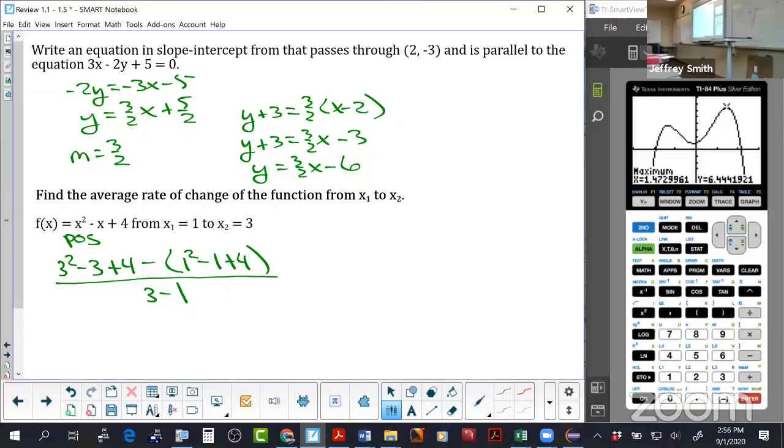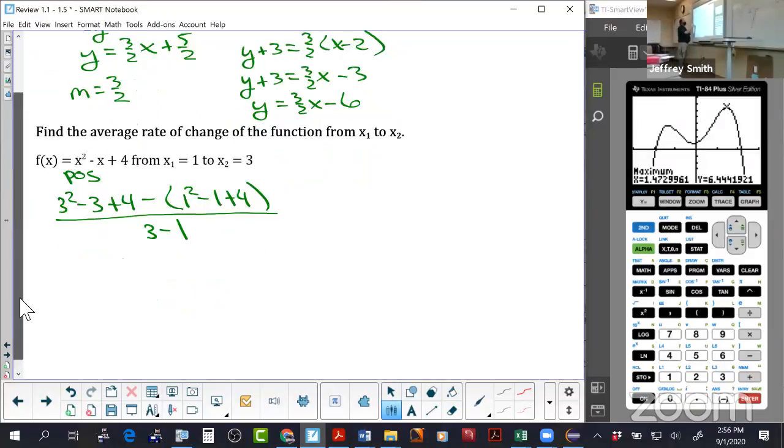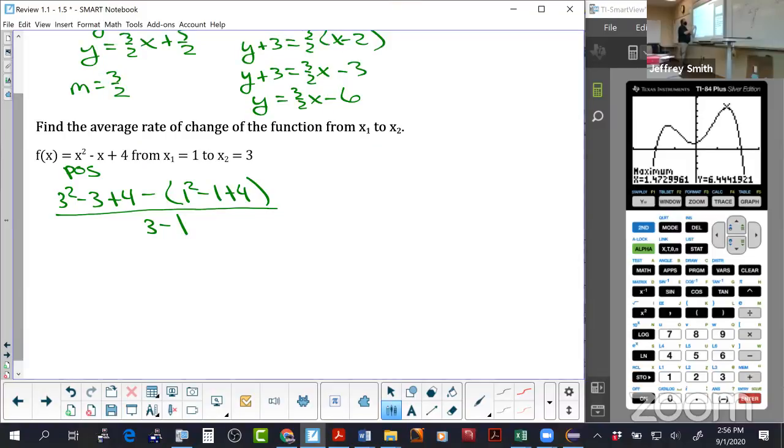So slope and average rate of change are the same thing. So 9 minus 3 is 6. That's 10 minus 4 over 2. 6 over 2, 3. There's no labels on this one, but it would be like feet per second or miles per hour. And that average rate of change, they call it the slope of the secant line.